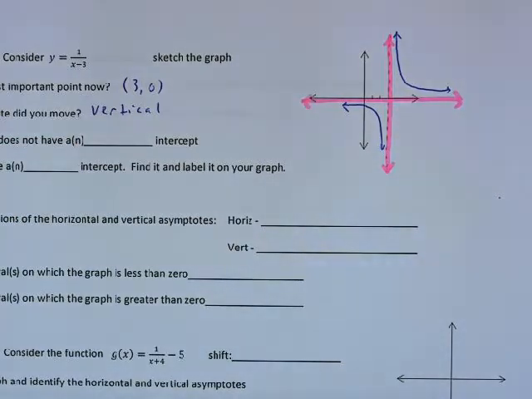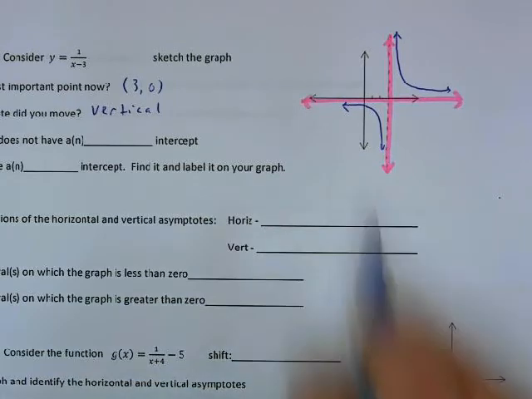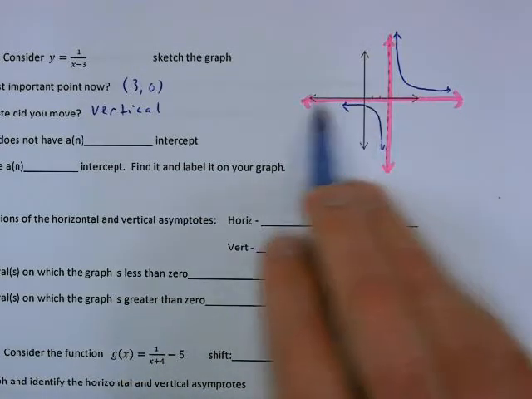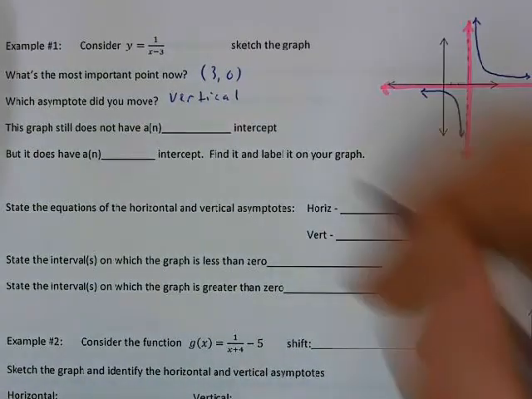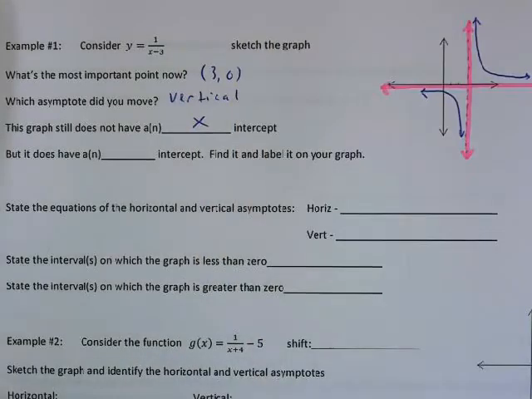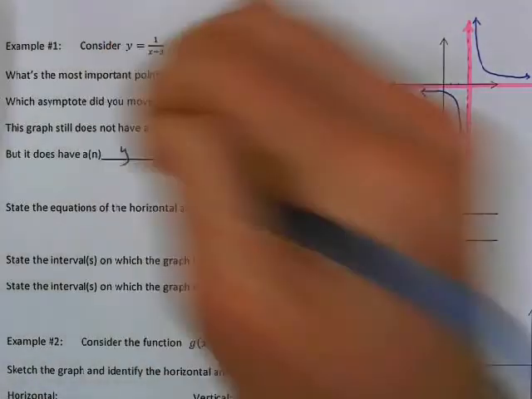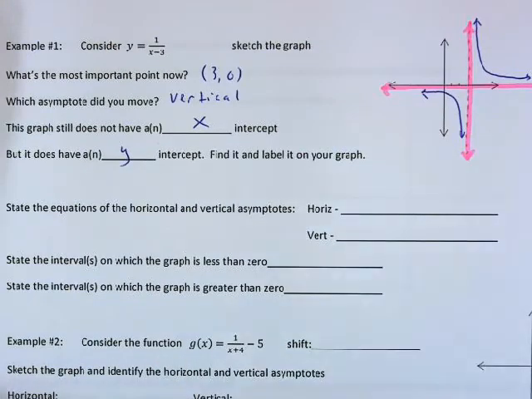Which axis do we still not cross? Well, we crossed the y-axis right there, but do we ever cross the x-axis? Well, no, because our horizontal asymptote is on that axis. So we do not have an x-intercept. Okay, but it does have a y-intercept. We want to find that and label it on our graph.